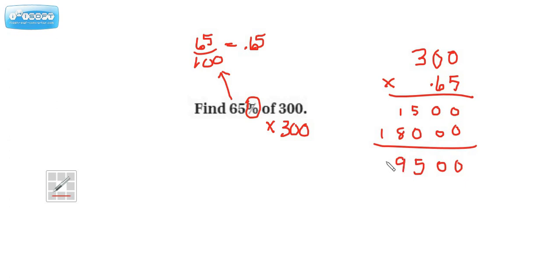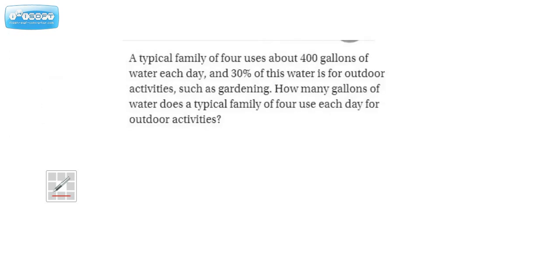Alright, and then the most important thing is remembering that this is a decimal. We have to go over two places. So the answer is 195. Now if we had chosen to instead simplify this, or even just leave it as it is, and multiply it by 300, we would have gotten the same exact thing. Alright, now let's look at a word problem.